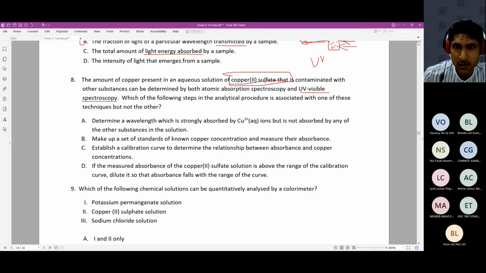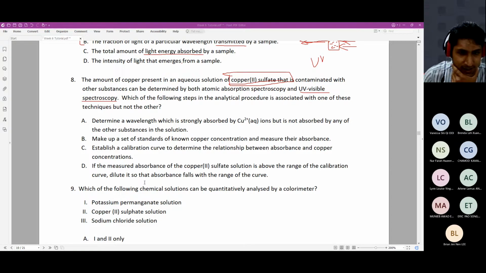And yeah, thank you very much. Copper sulfate is actually a greenish color, so you will get some color absorbance by UV-visible. Now the question is saying which of the following steps in the analytical procedure is associated with one of these techniques but not the others. Since copper sulfate can be analyzed both ways, which procedure do we use for one technique but not for the other? Option A says determine the wavelength which is strongly absorbed by copper ions but not absorbed by any of the other substances in the solution.